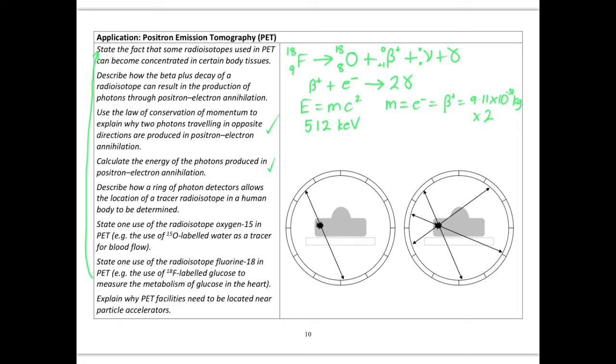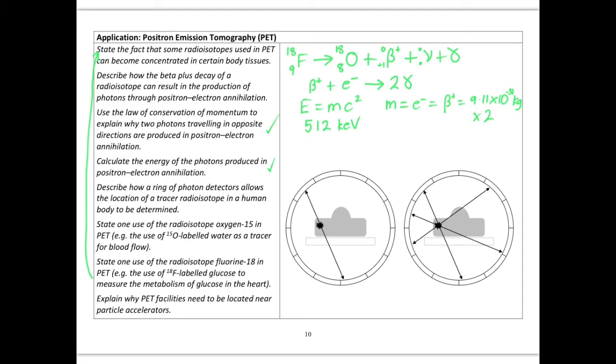Now, how is this useful? Well, when you go to have a PET scan, you're placed on, if you like, a bed. You're injected with the fluorine-18 containing glucose. I think you have to let it soak through your system for half an hour or whatever. And then you're placed into this ring detector. Now what happens is the glucose accumulates where the tumours are, and then you get this positron-electron annihilation.